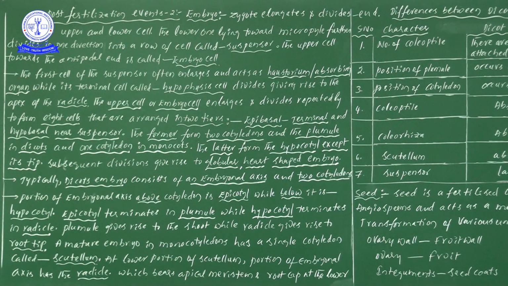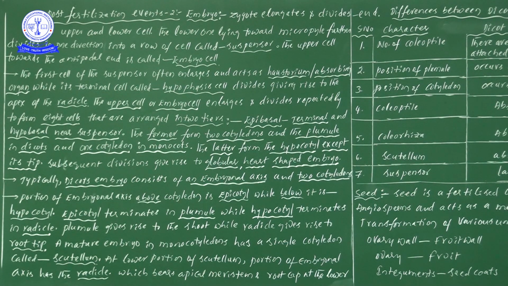Now the first cell of the suspensor often enlarges and produces haustorium, or absorbing organs. So the suspensor can produce haustorial cells or haustorial organs. What is the use of these haustorial cells or absorbing organs? As we learn, they absorb the food materials.